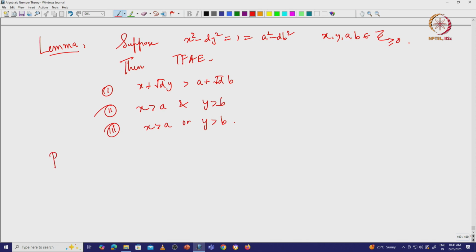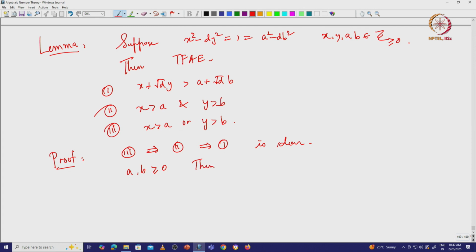So, it is clear that 3 implies 2 implies 1. And so, we want the other way around: we want to assume that 1 should imply 2 and 2 should imply 3. Right, and a and b are both bigger than or equal to 0.